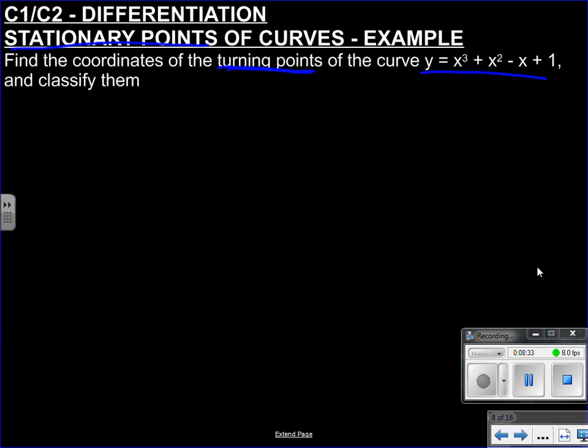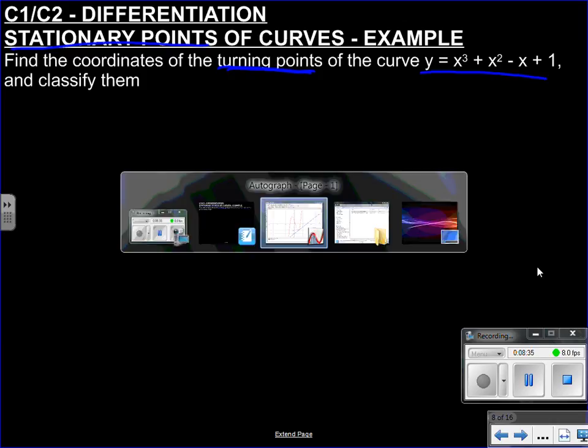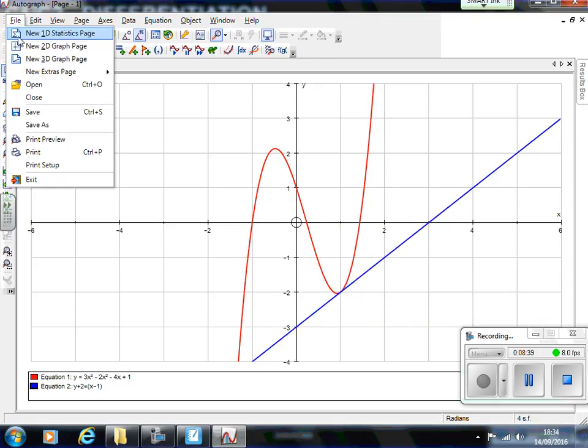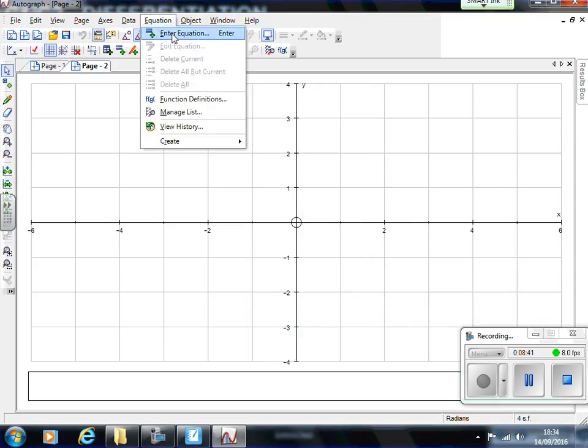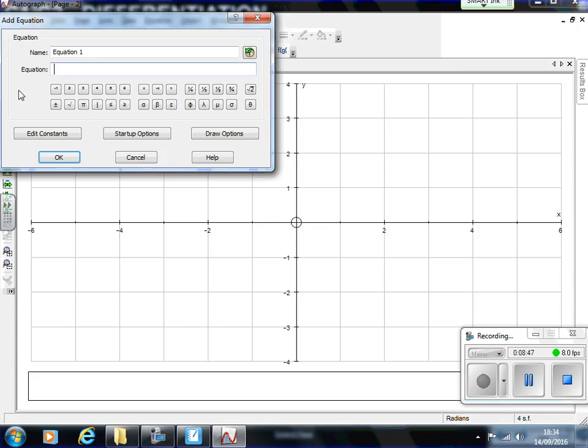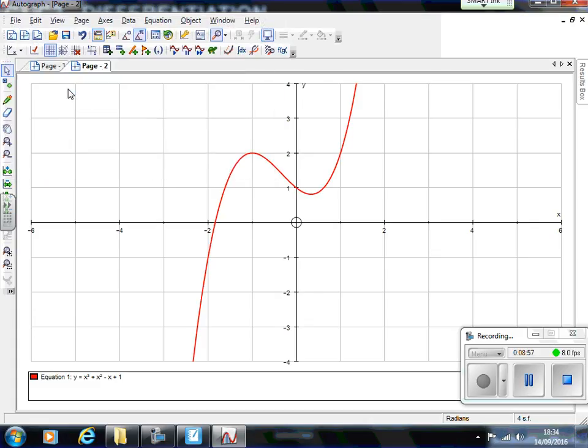So let's first whack that curve into Autograph then. So if we clear the ink there. Okay, so let's whack that one in. So we've got another cubic. There we go, there's our cubic. Right, so what's the stationary point and what's the turning point?